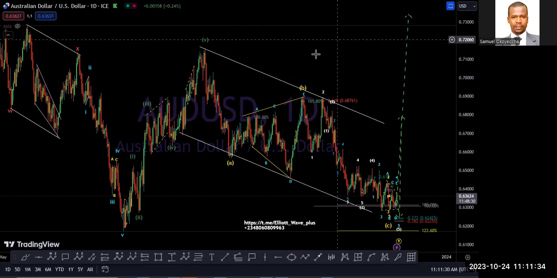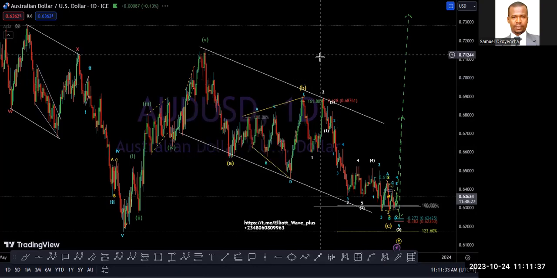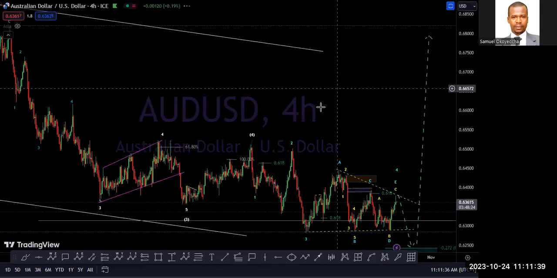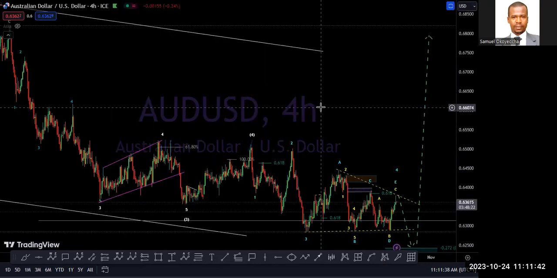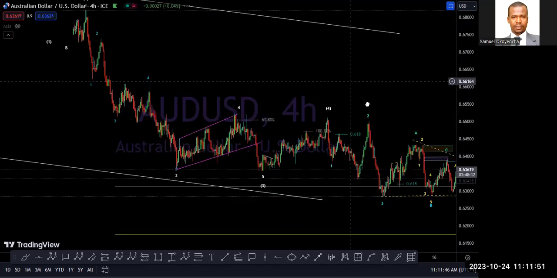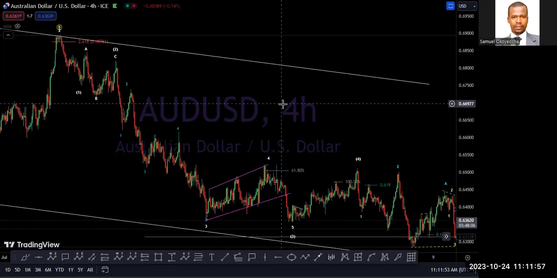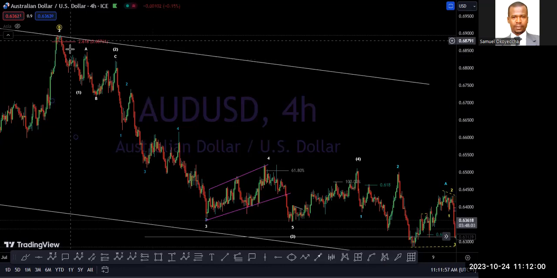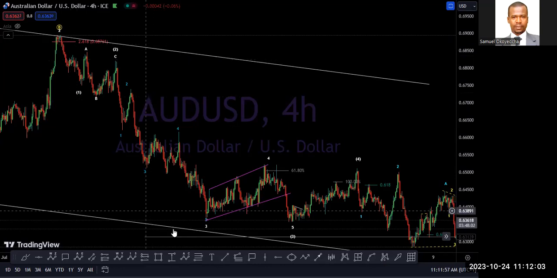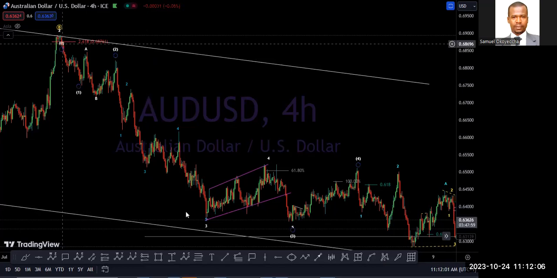4 hours. Now, one of the things that is tricky in Elliott Wave is that when you miss a single count, it can spoil your entire calculation. So let's start from the end of wave B. This is wave 1. Wave 2 is running flat, A, B, C, running flat.